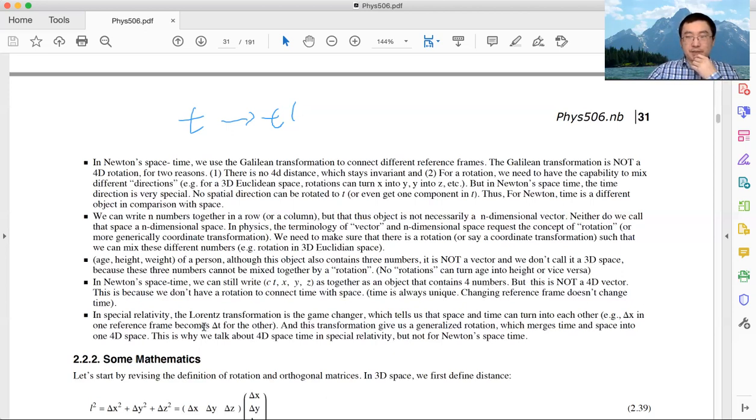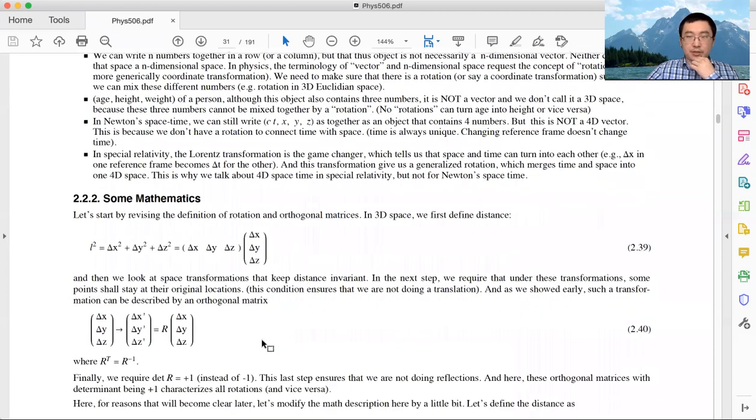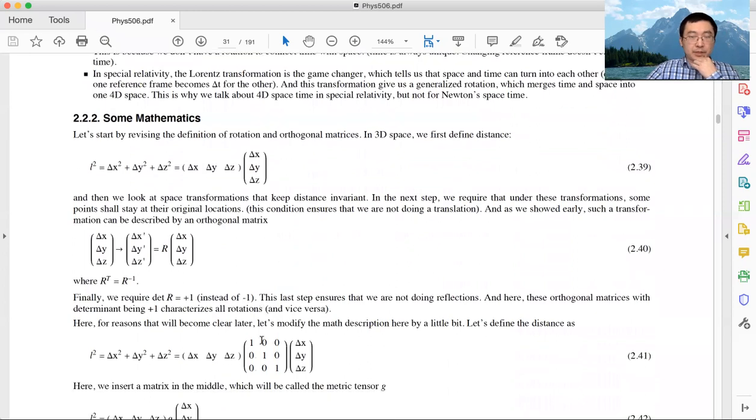For space-time, in the Galilean transformation, in Newton's framework, time is separated from space, so it makes no sense to combine them together and call it 4D. But special relativity really allows us to define a rotation, and that rotation rotates space into time and time into space. That's why we have to group them together now as a 4D object. So that's the reason why we need to go 4D.